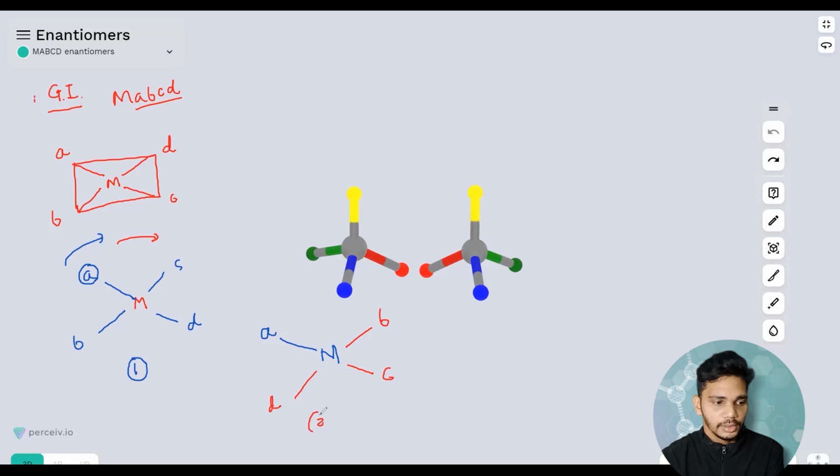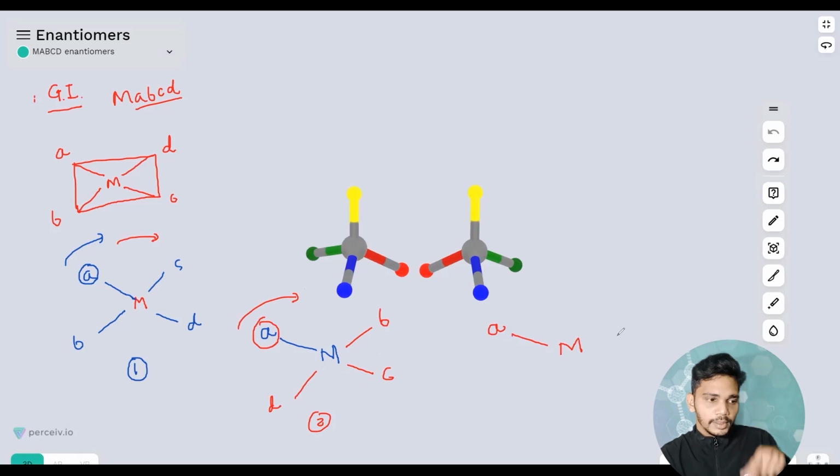This is the second structure. Again, I'm keeping an atom at a fixed position and rotating clockwise. So again, the metal is at the center. A will be at a fixed position because we are fixing it, right? And so what is going to happen now? Instead of C, there is a B. Again, I'm rotating, so D will come into the picture. So D, B, and here the C will be there.